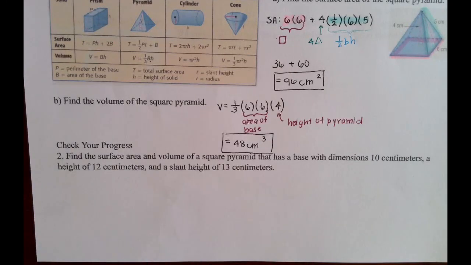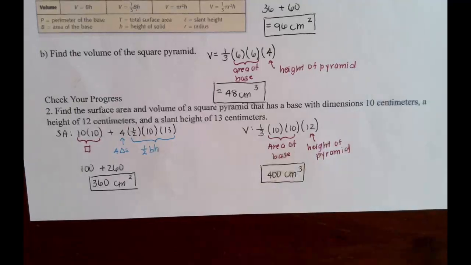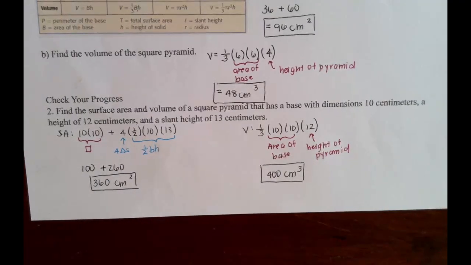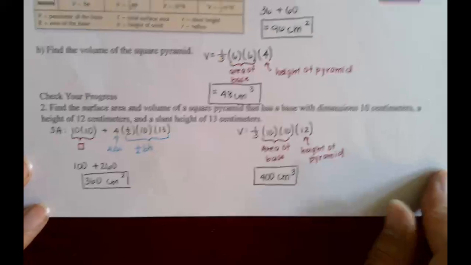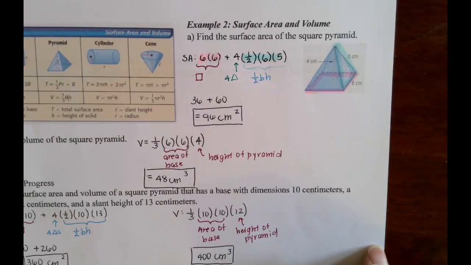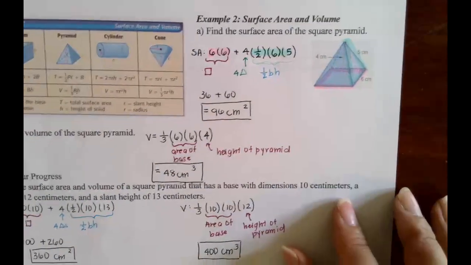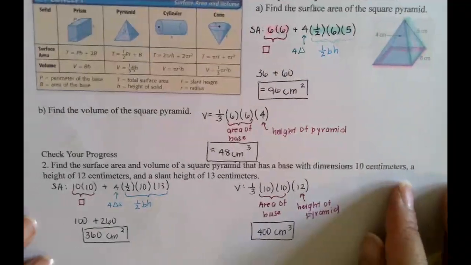You're going to do CYP2 and then come check your answer once you're done. You should have gotten a surface area of 360 centimeters squared and a volume of 400 centimeters cubed. If you got that right, move on to example 3. If not, here's your explanation. The drawing of this, if you chose to draw it, should look pretty similar to the one before. The only difference is now the measurements have changed. So it's pretty similar.